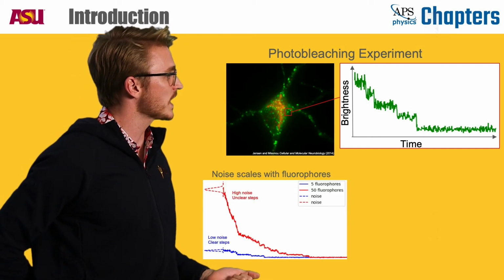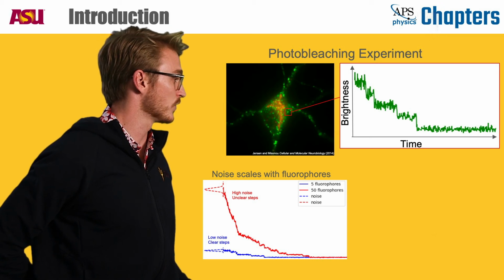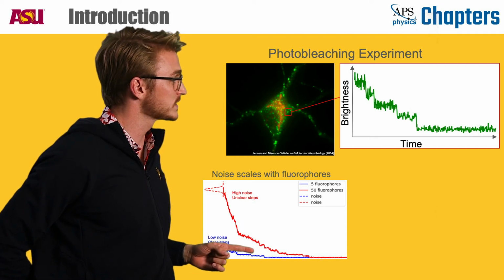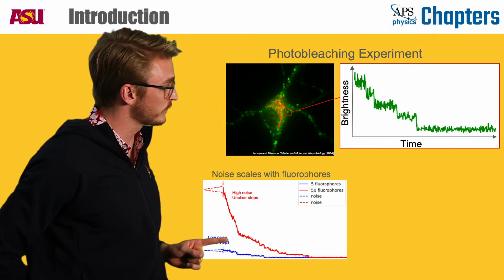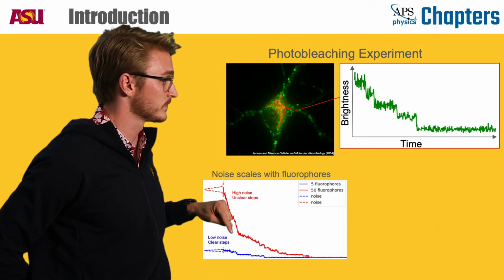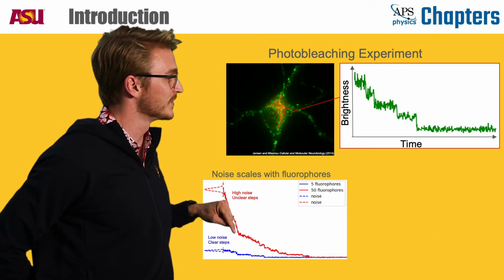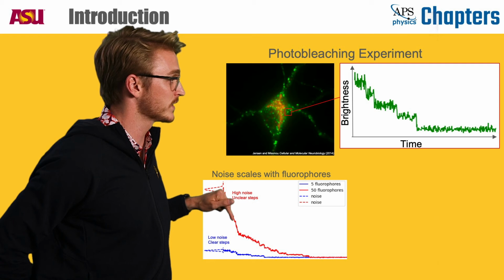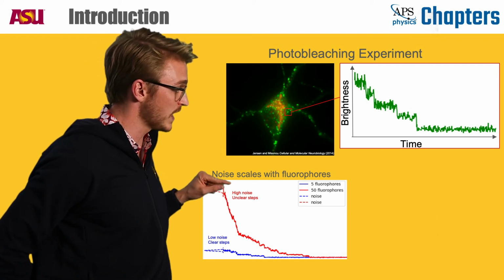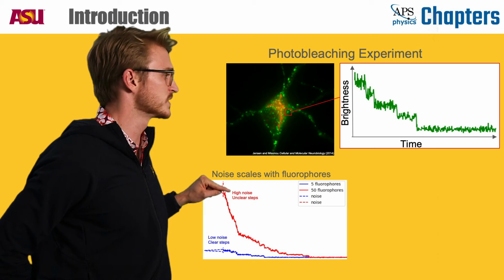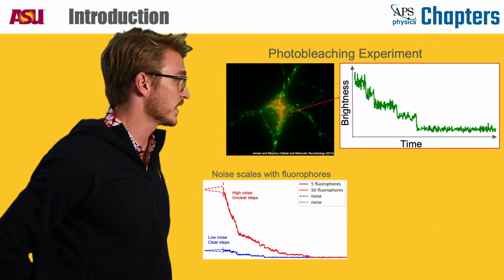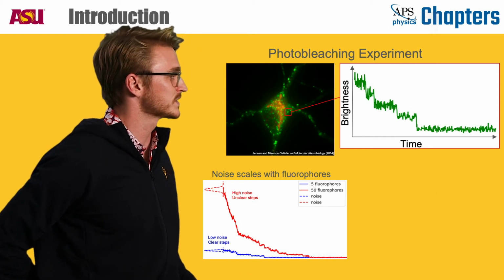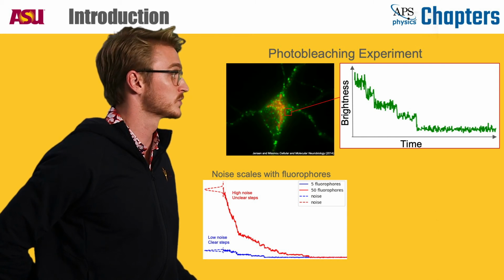Firstly, it turns out that the brightness of the fluorophores follows Poisson statistics, which means that the noise scales with the brightness. This means that for small numbers of fluorophores, the brightness is low, so the noise is low, and thus in our photobleaching experiment, the steps are very, very clear. But if we try to do the same experiment with lots of fluorophores, the brightness is much larger, so the noise is much higher, and thus the steps are no longer clearly visible by eye. This makes it impossible to count steps when there are, say, more than 20 fluorophores.